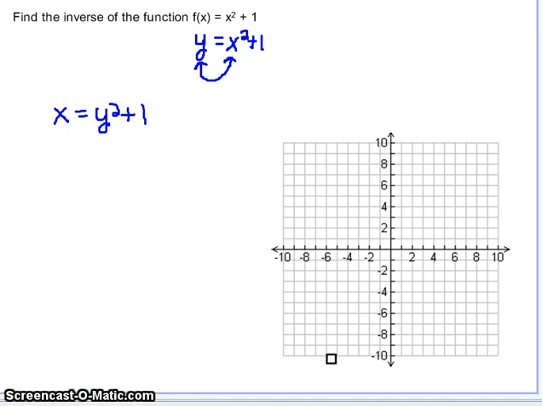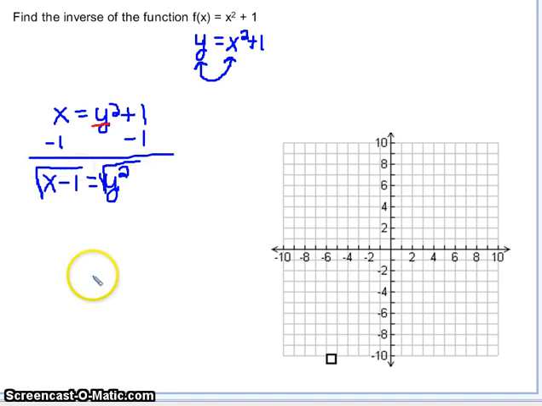So in order to isolate this y, we want to get it by itself. The first thing that we're going to do is subtract 1. And so that's going to give me x minus 1 equals y squared. And then in order to get y by itself, if we have a square, the opposite of squaring something is to take the square root. We are going to take the square root of both sides.